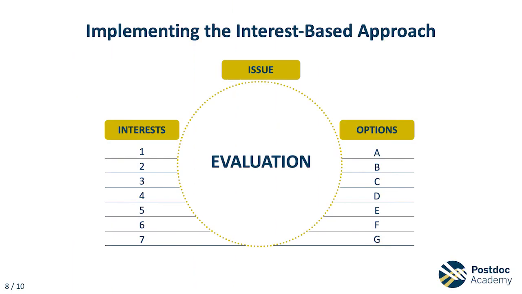Once the options are listed, you can then start the evaluation process, where each option will be challenged or assessed by two questions. First of all, is the option addressing the issue? Secondly, is the option serving any of the identified interests? Any option that fails one of these two questions is excluded, leaving you with a set of options that are likely to be based on the qualities of System 2, rational and effective.